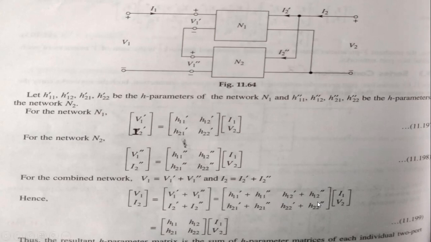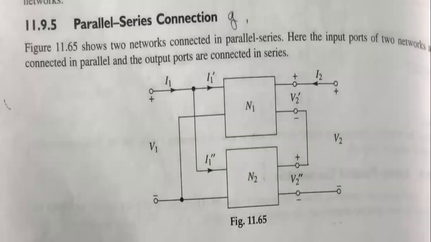That's why we have taken, at the end, V and I will be equal to your h hybrid, again equal to the V into I ratio. So h11, h12, h21 and h22 we can observe.